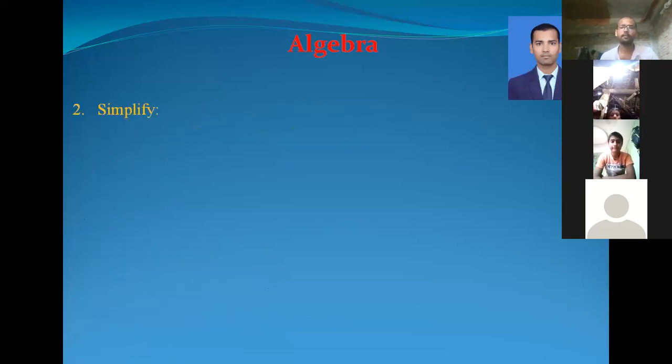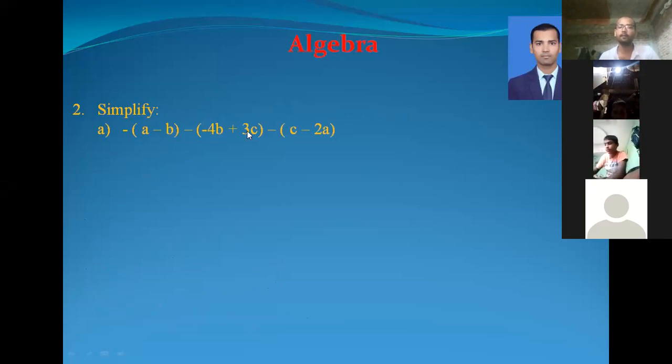And the other question you can see on the screen is to simplify. Let's talk about the question: minus a minus bracket a minus b bracket close, minus bracket minus 4b plus 3c bracket close, minus bracket c minus 2a bracket close. So let's solve it.